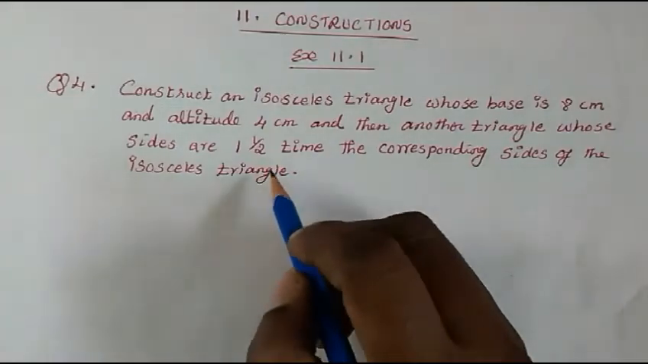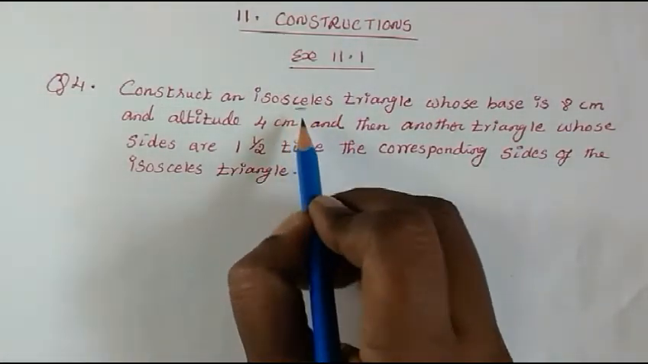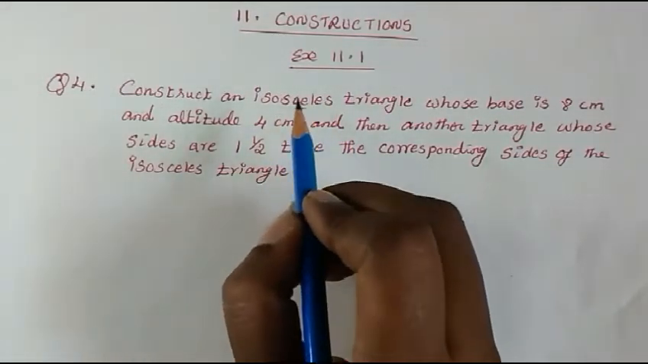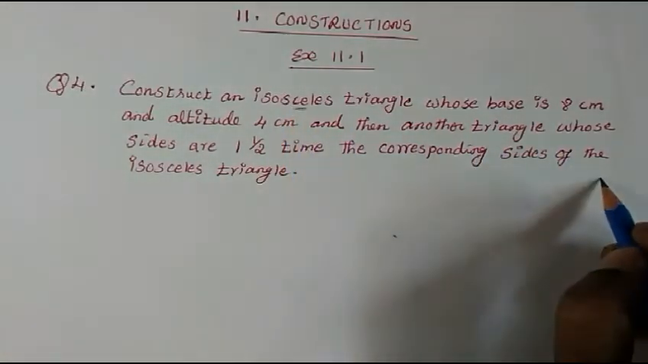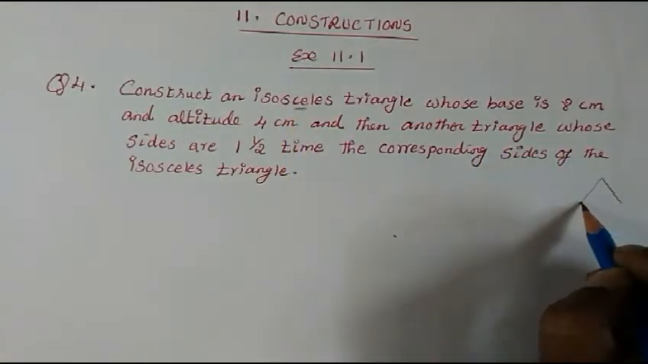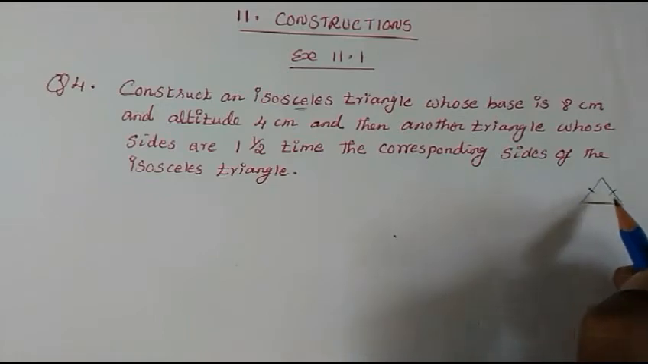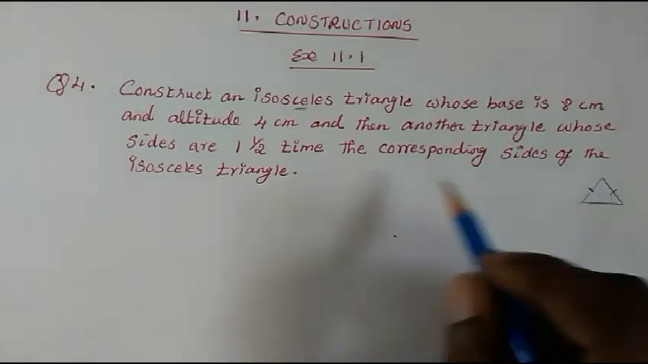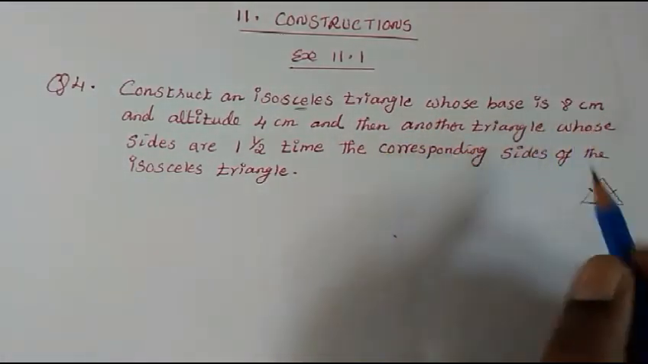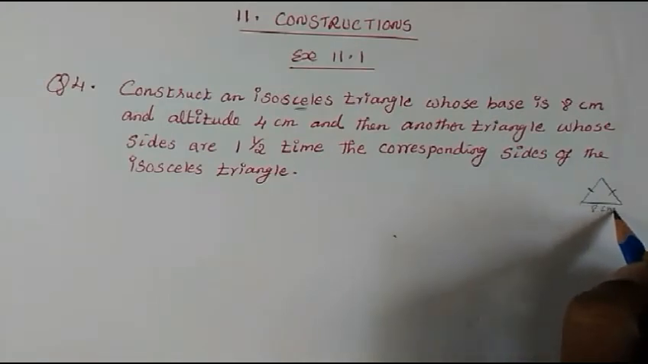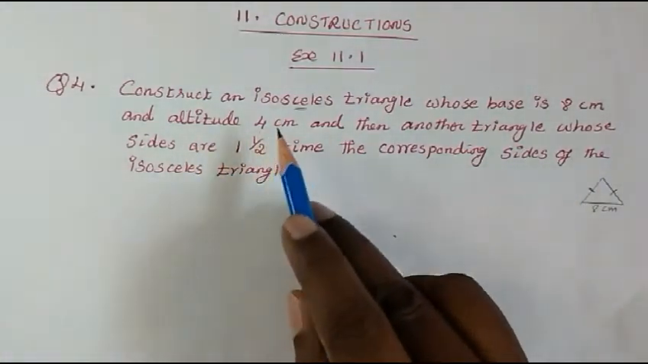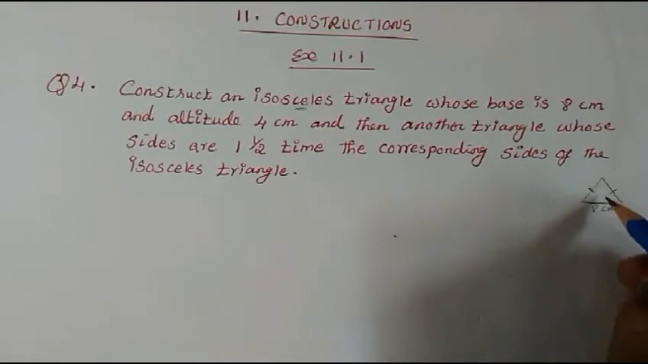So first what we have to do, we have to draw an isosceles triangle. What is an isosceles triangle? Isosceles triangle means a triangle whose two sides are equal. Whose base is 8 centimeter, so base should be 8 centimeter. Altitude 4 centimeter. Altitude means the height of this triangle should be 4 centimeter.